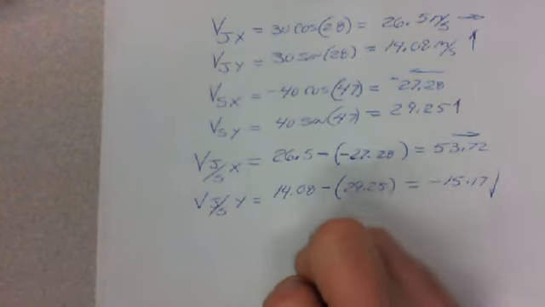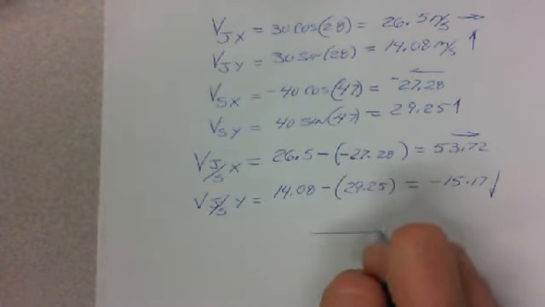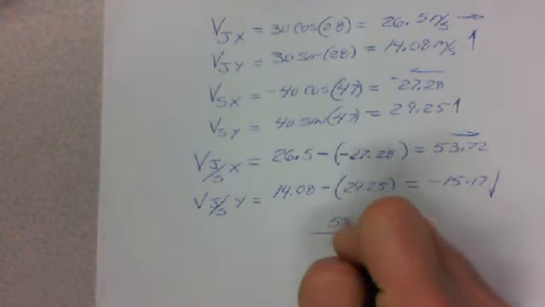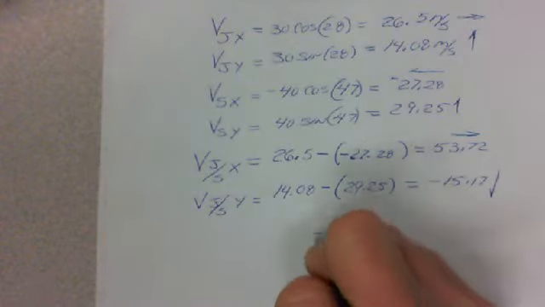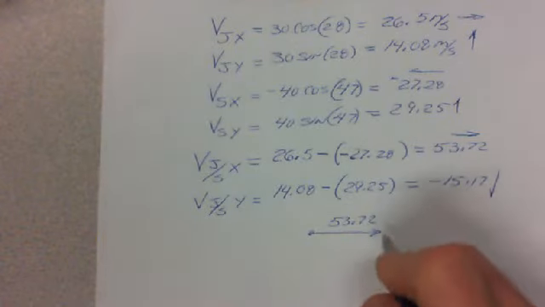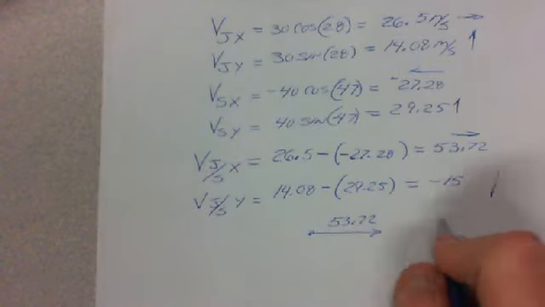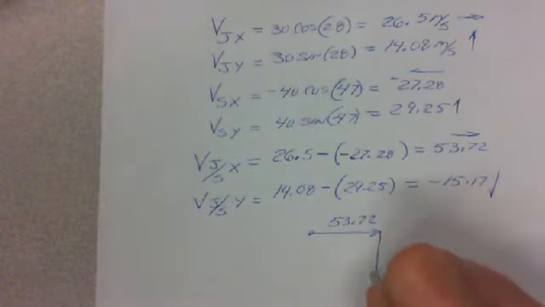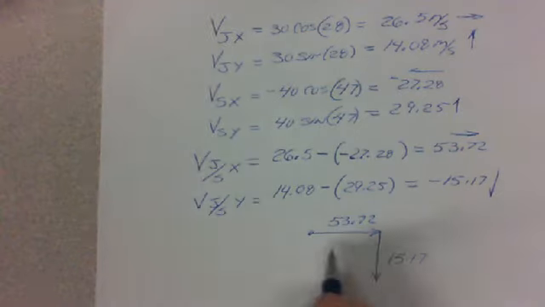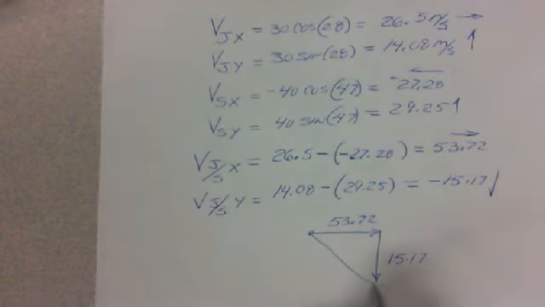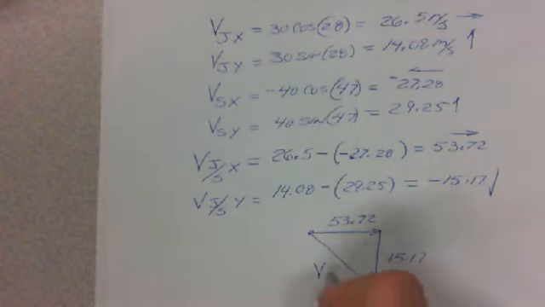Alright, now what you want to do is you go ahead and draw these vectors. Just make yourself a little sketch. So we know we're going over this way 53.72. We're going to start from here. And remember, when you add vectors, you go from head to tail. So we come down and we're going to go 15.17. Now we need to find this hypotenuse. That's going to give me my resultant velocity. So that's really what the velocity of John is with respect to Sarah.